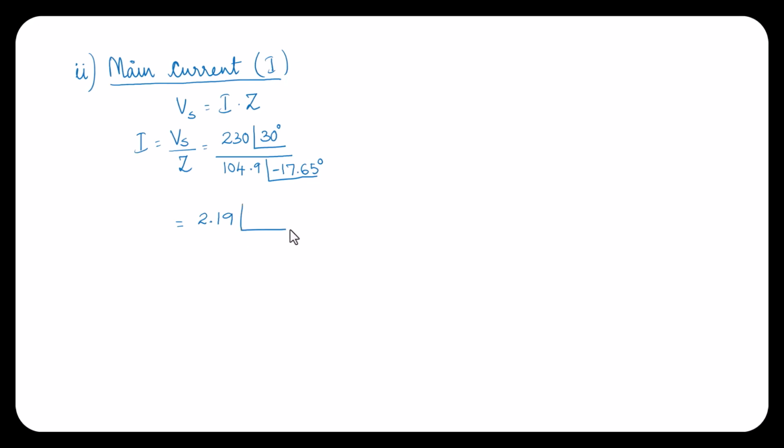So if I calculate this using a calculator, I'll get the value as 2.19 at an angle of 47.65 degrees amps. If I write this in rectangular form, the value will be 1.47 plus J 1.61 amps. So this is the value of main current.